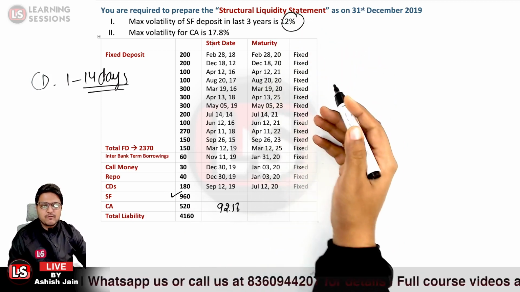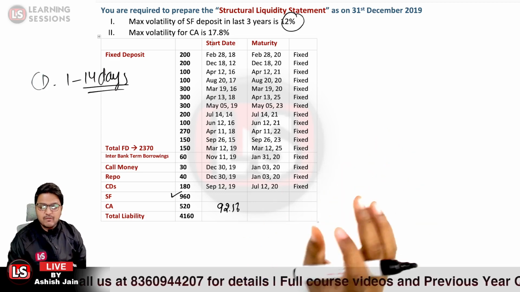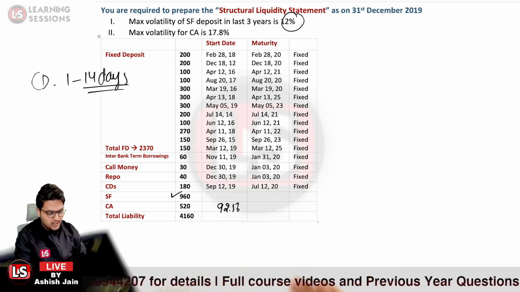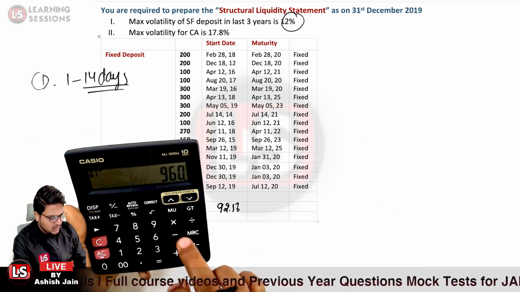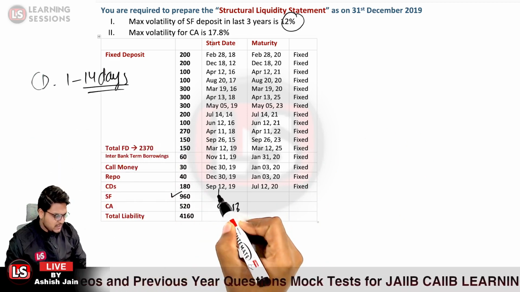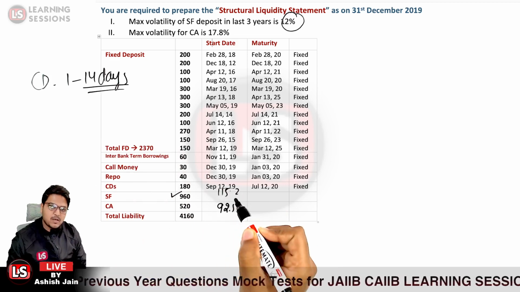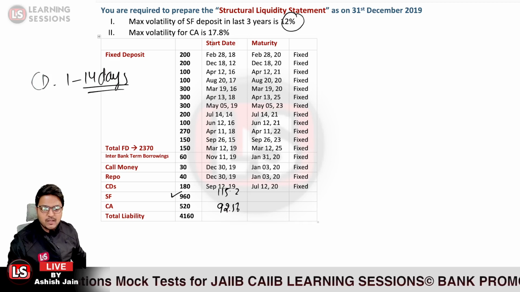So the 12% part will be placed under the 1 to 14 days bucket. The total amount is 960. So 960 into 12% is equal to 115.2. This particular amount will be placed under the 1 to 14 days bucket. Is that particular part clear over here?